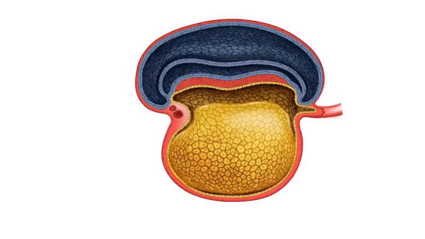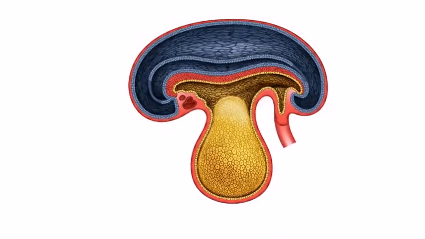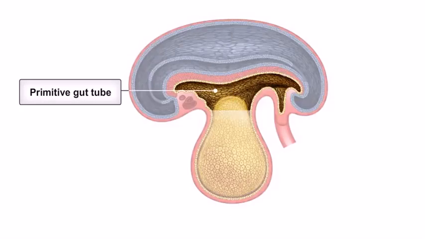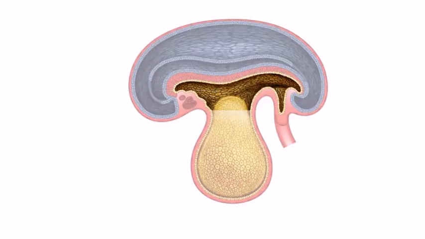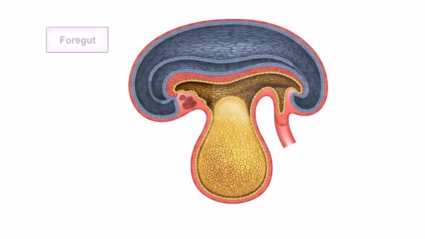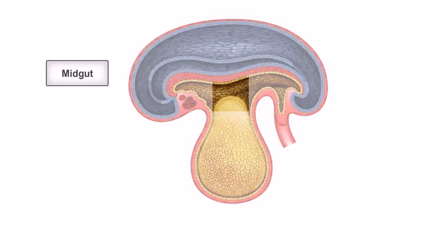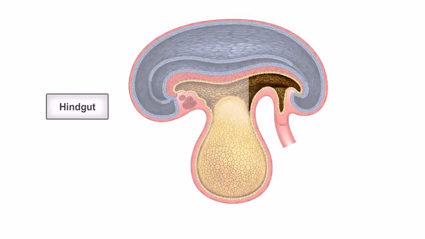As embryonic folding continues, the endoderm moves towards the midline and fuses, incorporating the dorsal part of the yolk sac to create the primitive gut tube. The primitive gut tube differentiates into three main parts: the foregut, midgut, and hindgut.